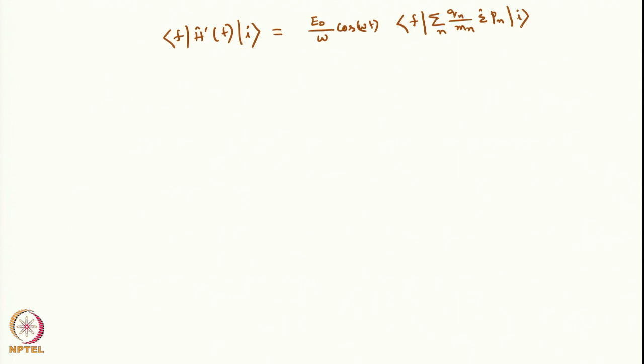Now to begin with, we'll start with some other equation. If I take a quantity called the commutator of R and H naught, that is the commutator of the operators R and H naught.